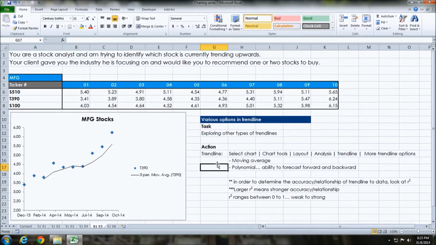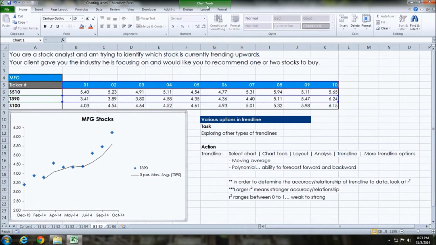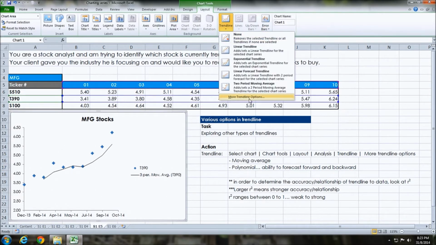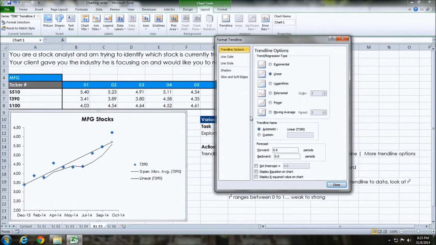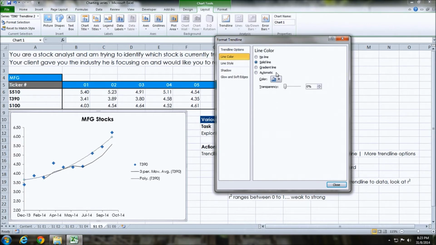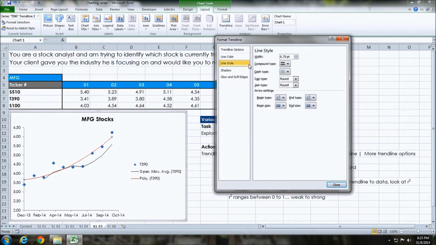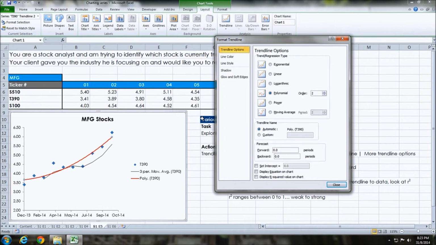The next one that we'll be covering will be the polynomial trend line. Okay, so click on the chart again. Under chart tools, layout, analysis, trend line, more options. So we'll be covering the polynomial trend line, right? Let me change the color of the polynomial trend line to distinguish it from the moving average. Maybe let's use a red color to make it more distinct. And maybe let me make it thicker right over here. Okay, so focusing on the polynomial trend line.